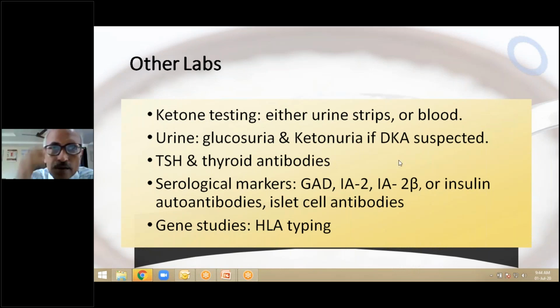The other labs we want to do is ketone body testing. Urine can be tested with simple urine strips, or blood also can be tested for ketone concentrations. Urine routinely, you check for glycosuria and ketonuria, especially when you are suspecting diabetic ketoacidosis. TSH and thyroid antibodies are necessary even in those cases where you think of a polyendocrine involvement. Sometimes you may go for serological markers like type 1A antibodies, GAD antibodies, insulin autoantibodies, and islet cell antibodies. These are not routinely done, reserved for those where there is a suspicion of the diagnosis. And in some conditions, genetic studies also, if you want to prognosticate or advise for other children and twins, you do the genetic studies also. These are the probable laboratory tests we do. Next.